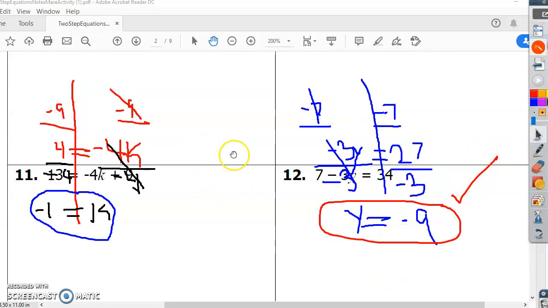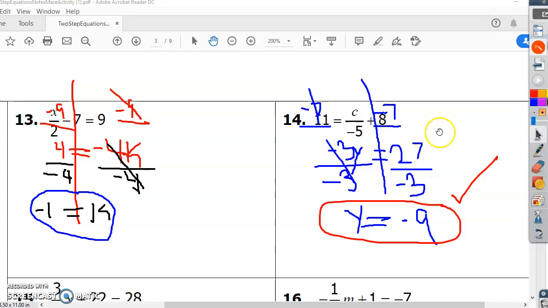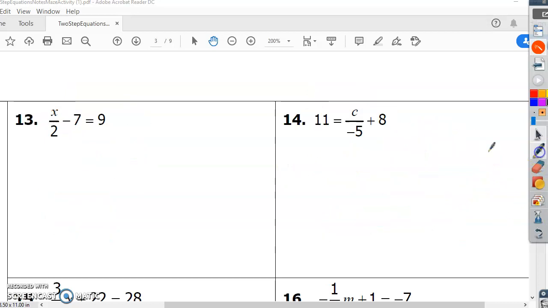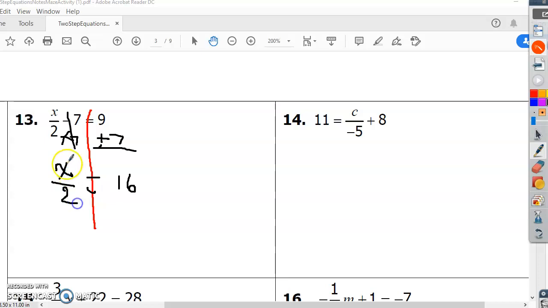Okay, moving on. 13. Again, divide your equation to help you. Plus 7, get rid of that constant. Plus 7, add it up. 9 plus 7 is 16. Bring down your fraction. So I have x over 2 left over.